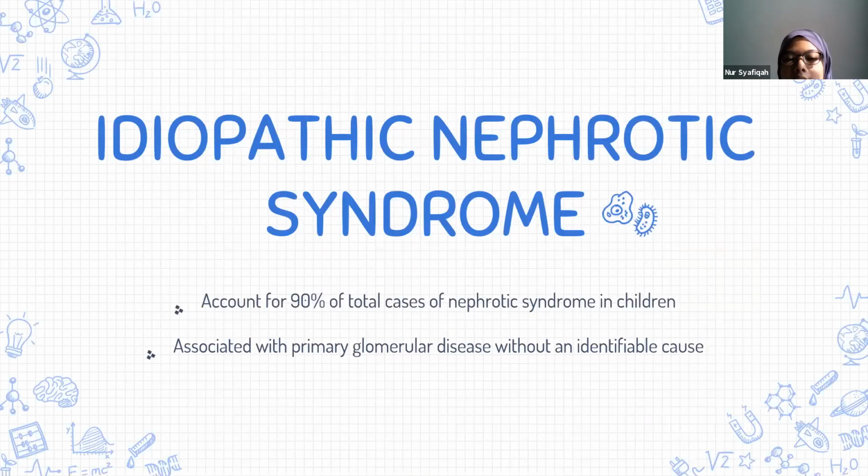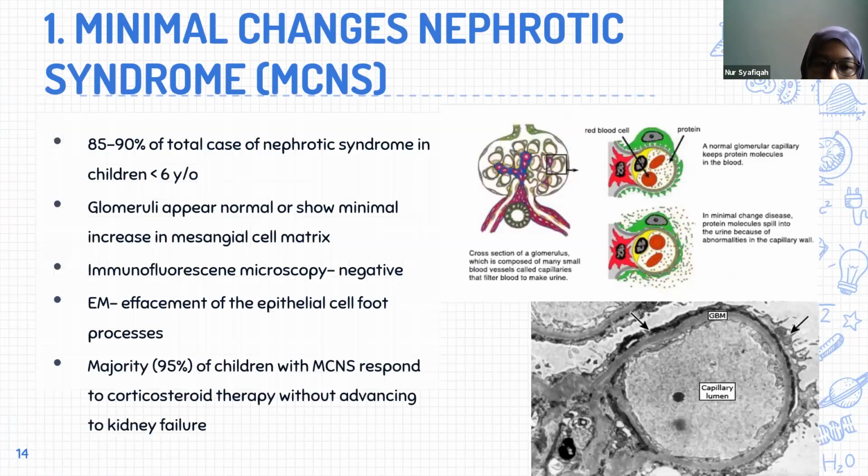So next, as I said, idiopathic nephrotic syndrome accounts for 90% of total cases of nephrotic syndrome. So I will be discussing a few types of idiopathic nephrotic syndrome. The first one is minimal changes nephrotic syndrome, MCNS. This accounts for the majority of the nephrotic syndrome in children below 6 years old. In minimal changes nephrotic syndrome, the glomeruli appear normal or show minimal increase in mesangial cell matrix. For MCNS, the effacement of the epithelial cell foot processes can only be seen under electron microscope. As for under light microscopy and also immunofluorescence microscopy, there's no significant findings.